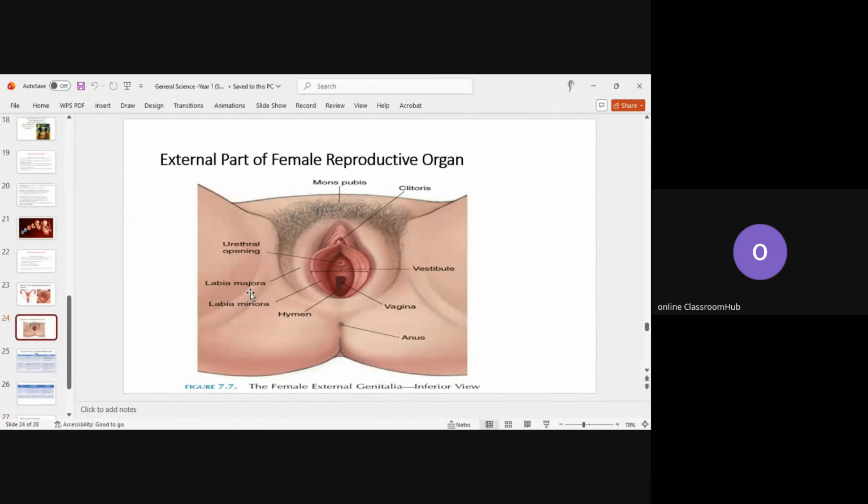Sir, please, is the hymen inside the vagina or outside? It's inside. But you have it, so you can examine it and see. It's just a tiny lining that hangs around that place. All right, your hand is up.